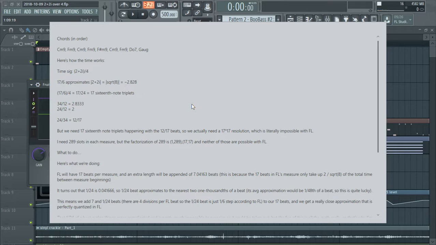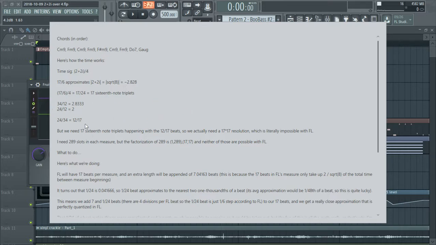2 over 2.83, because the real part is 2, and then the absolute value is going to be the distance between the beginnings of measures. And that distance, that absolute value, is 2.83. So 2 divided by 2.8333 is roughly 12 over 17. That's what these numbers are telling you.